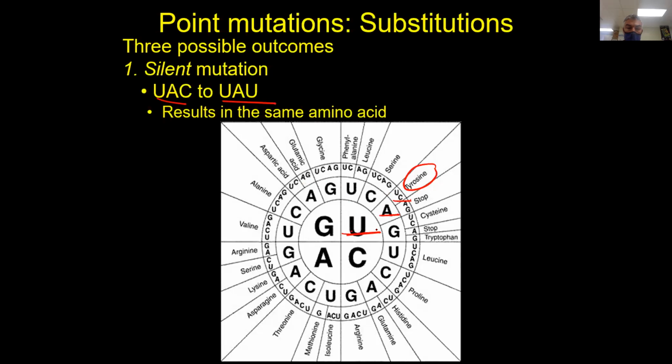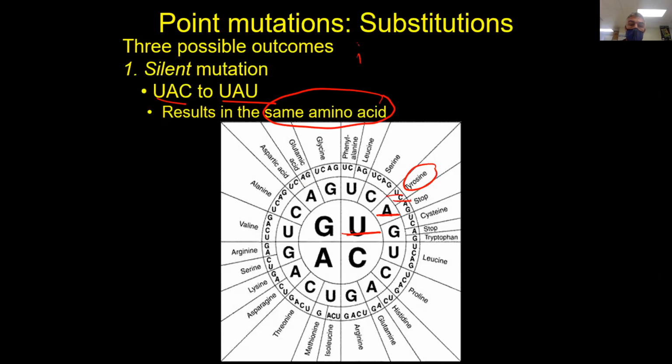Do it again. UAC. It's still tyrosine, right? This is a silent mutation. It's saying the same thing. You get the same amino acid. There's no difference. So if you have this mutation, it's not going to affect the trait at all.